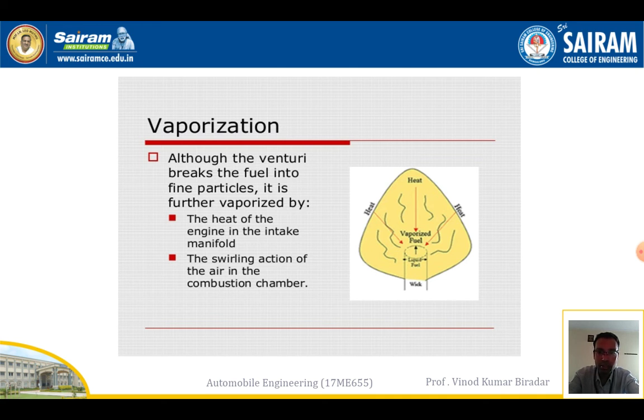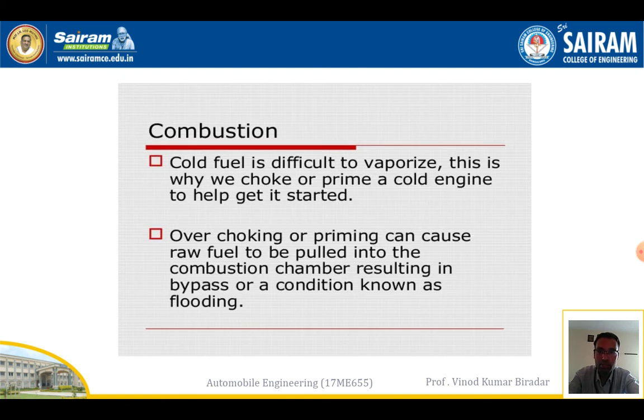And the heat of the engine in the intake manifold helps. After that, the vaporized particles that we got from the venturi are sent to the combustion chamber. Here the cold fuel is difficult to vaporize. This is why we choke or prime a cold engine to help get it started. So this is about the working of this.